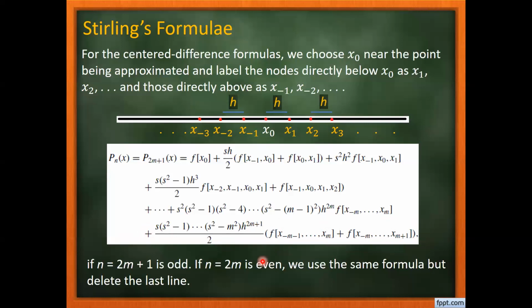So the application of Stirling's formula is divided into two parts. Let me clarify again. If n is odd, then we are going to use this formula exactly. And if n is even, meaning the last index value is even, in that case, we are going to omit this last one.